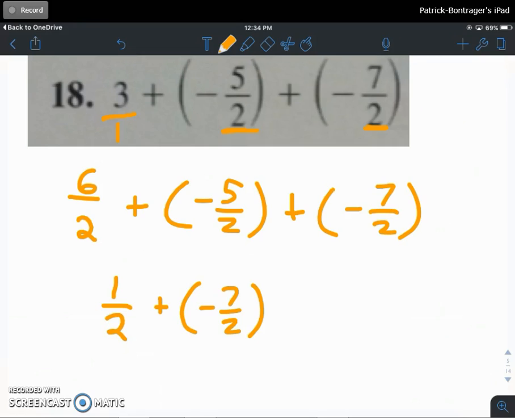Again, opposite signs, I'm going to take the difference. 1 half and negative 7 halves is 6 halves, and it's going to be negative 6 halves because I'm going to keep the sign of the larger number. Now I'm going to finish by reducing. Negative 6 divided by 2 is negative 3.